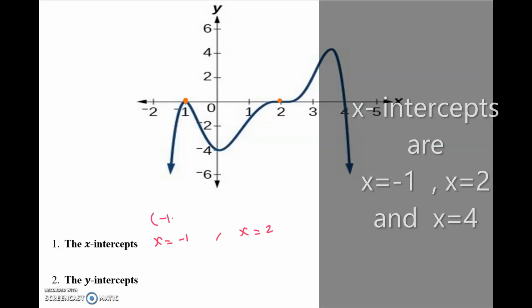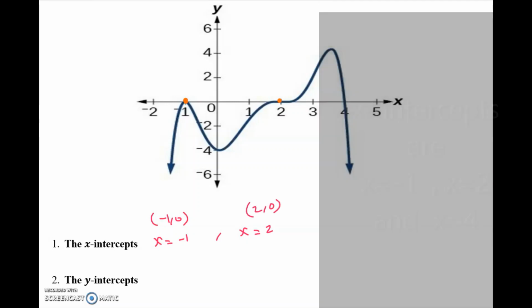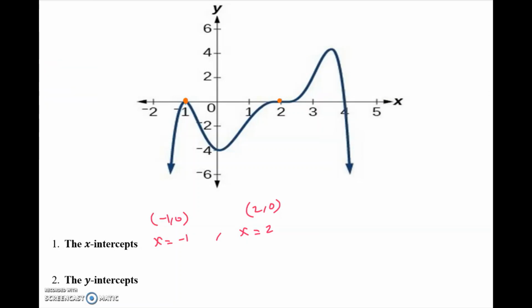Someone will try to write it as ordered pairs. That's okay too. For the y-intercept, it's this point here in which the function, the graph, intersects with the y-axis, which is going to be y equal -4, or you can say 0, -4.